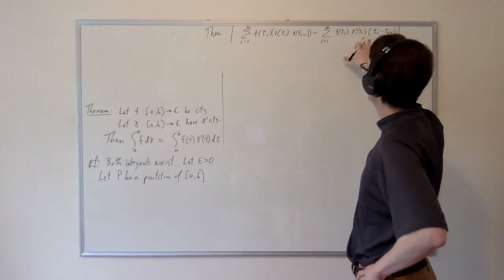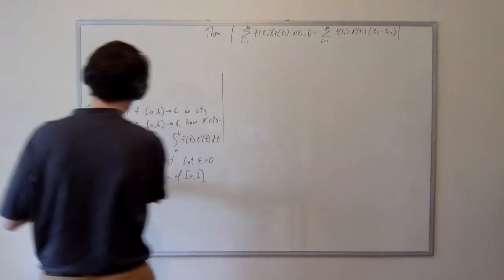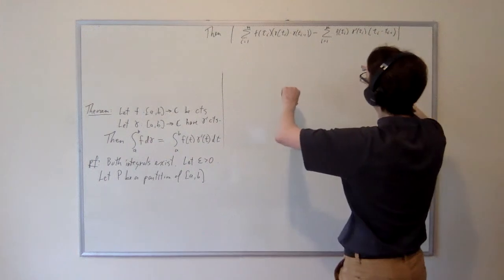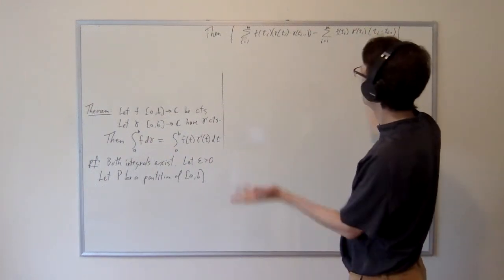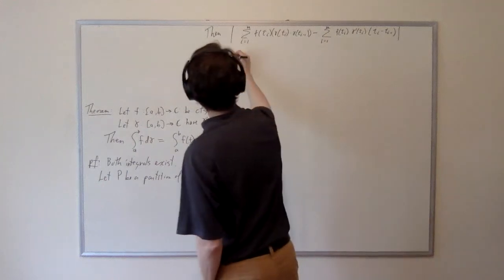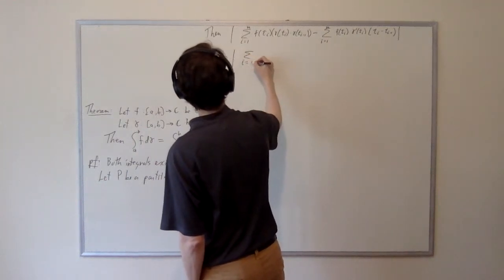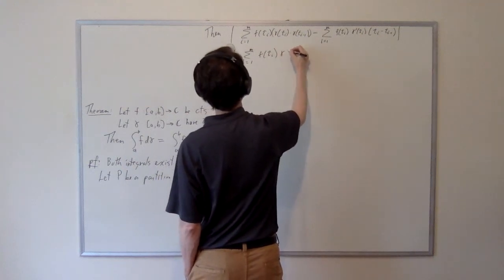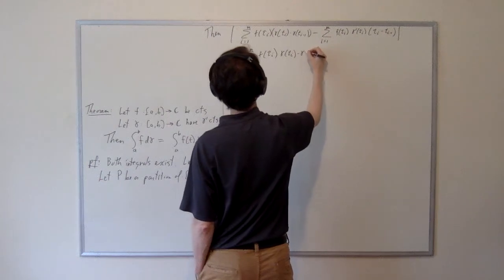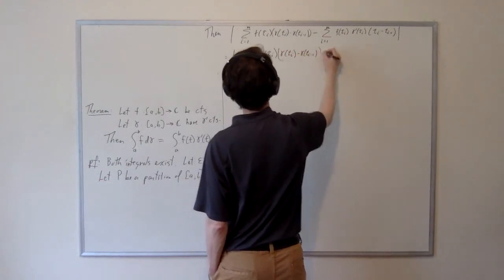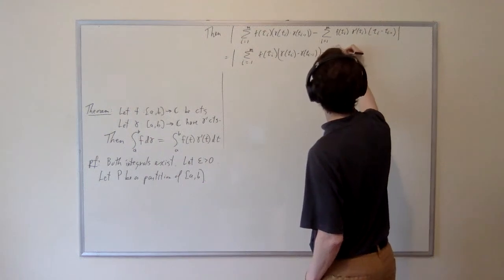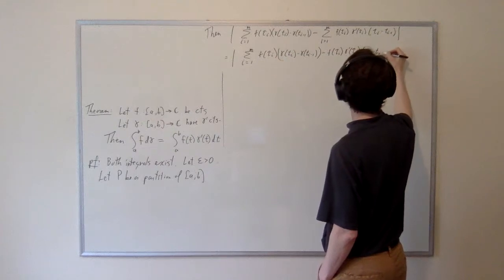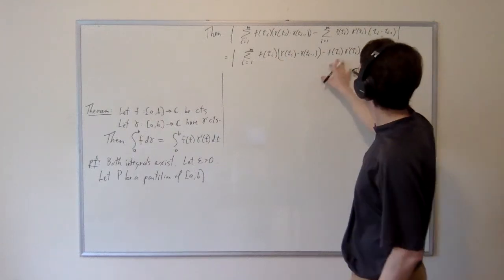So this thing is supposed to be small. I want that less than epsilon for partitions suitably fine. So we need to calculate and estimate that thing. So obviously this is a sum, and this is a sum. We're going to join the sums. Let's do that. So this is equal to the absolute value of the sum of f of tau i gamma of t_i minus gamma of t_{i-1}, minus f of tau i gamma prime of tau i times t_i minus t_{i-1}. Okay, so there are a lot of things to do here.